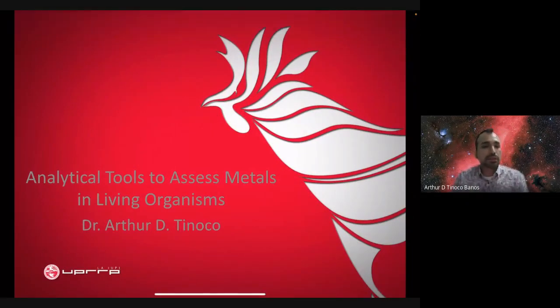All right, so we're looking at these tools that are available to assess metals in living organisms, and we'll talk about which techniques are useful in certain scenarios, but which techniques may be more viable for looking at things in a more in vivo context.